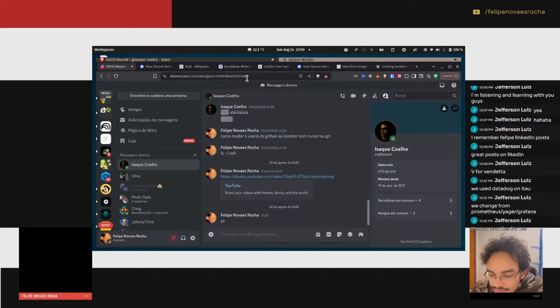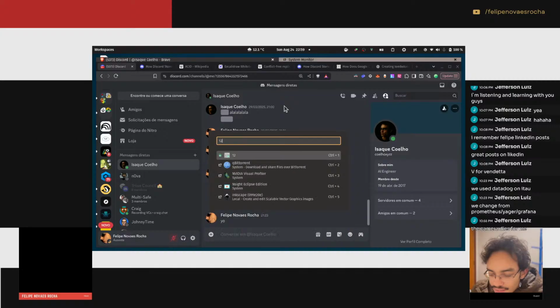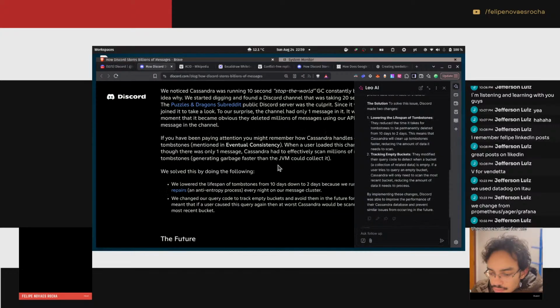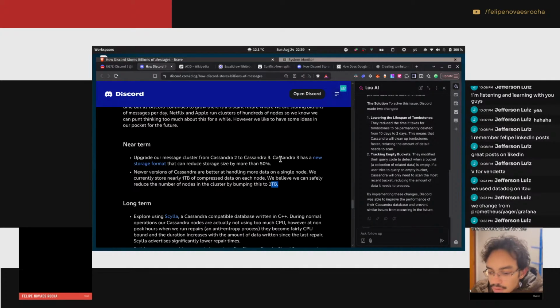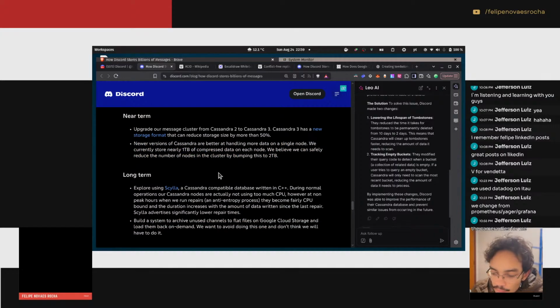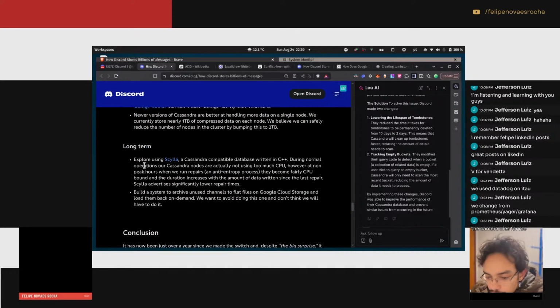They said they only have 12. They're using only 12 terabytes, each node with 1 terabyte, so it's only 12. It's insane how little space you need to do billions of messages. Yes, billions of messages. Long term, for trillions, they're going to do something different.